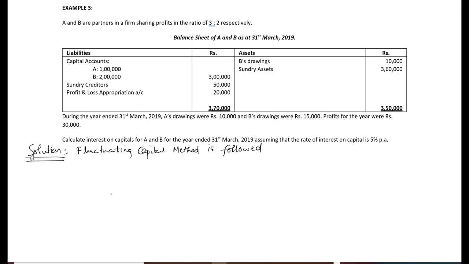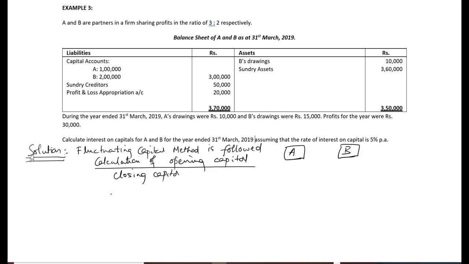Again we'll need to calculate the opening capital because only the closing capital is given. So calculation of opening capital for A and B. We'll begin with the closing capital: rupees 1 lakh for A and rupees 2 lakh for B. We need to add the drawings as we did in the previous example.